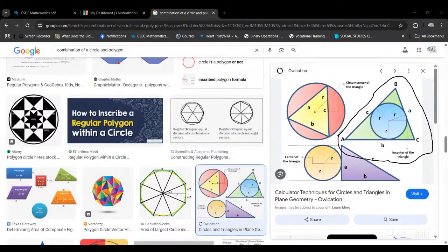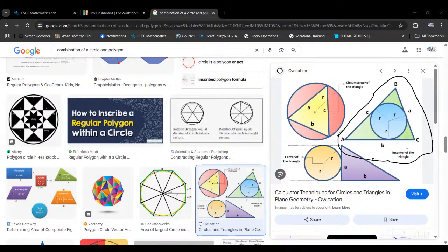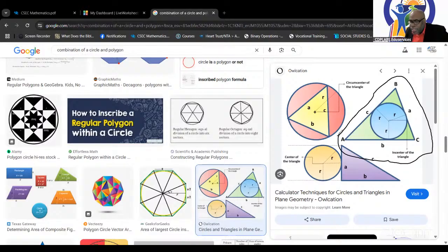So what goes through your mind? Then what are you actually thinking about? I think we would have to find the area of, first, the circle. Yeah, and then what else? Then when we find that, we have to determine the outside part. Yeah, for what reason?